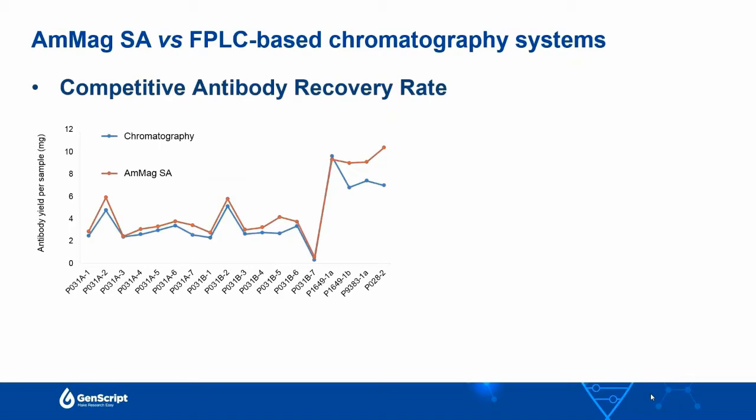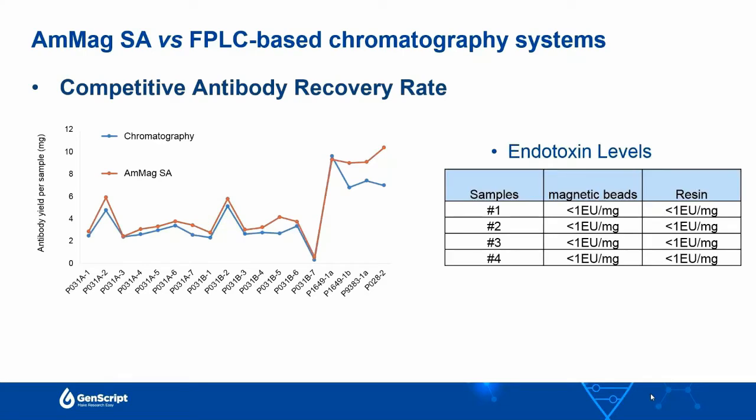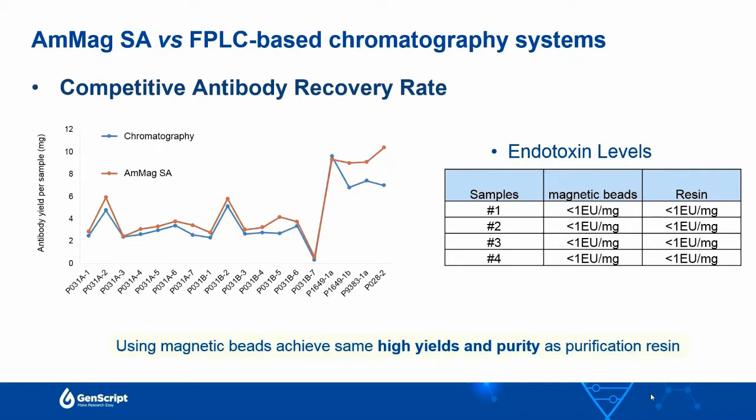So we tested the antibody yield and recovery using hundreds of samples. Some of the data has been shown here. The samples were purified either using GenScript's Protein A resin and an FPLC-based automated chromatography system, shown by the blue line, or using AMAG Protein A magnetic beads, coupled with the AMAG assay instrument, shown by the red line. Sample-to-sample variation aside, we saw no significant difference between the yields using either method. We also tested HCP and endotoxin contamination levels and found very low levels of contamination in purified antibodies, which was similar to what we saw with protein A resins. So in general, magnetic beads can achieve the same high yield and purity as purification resins.